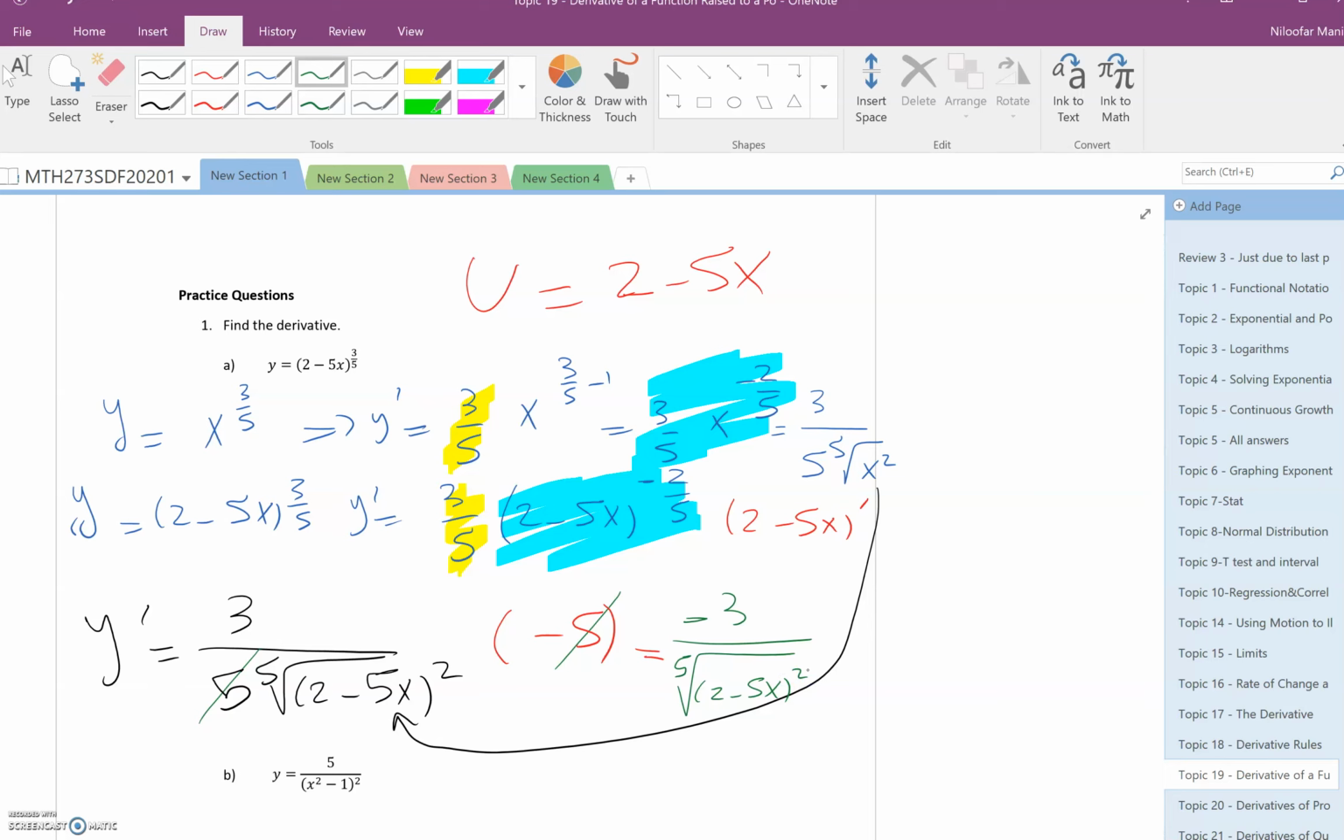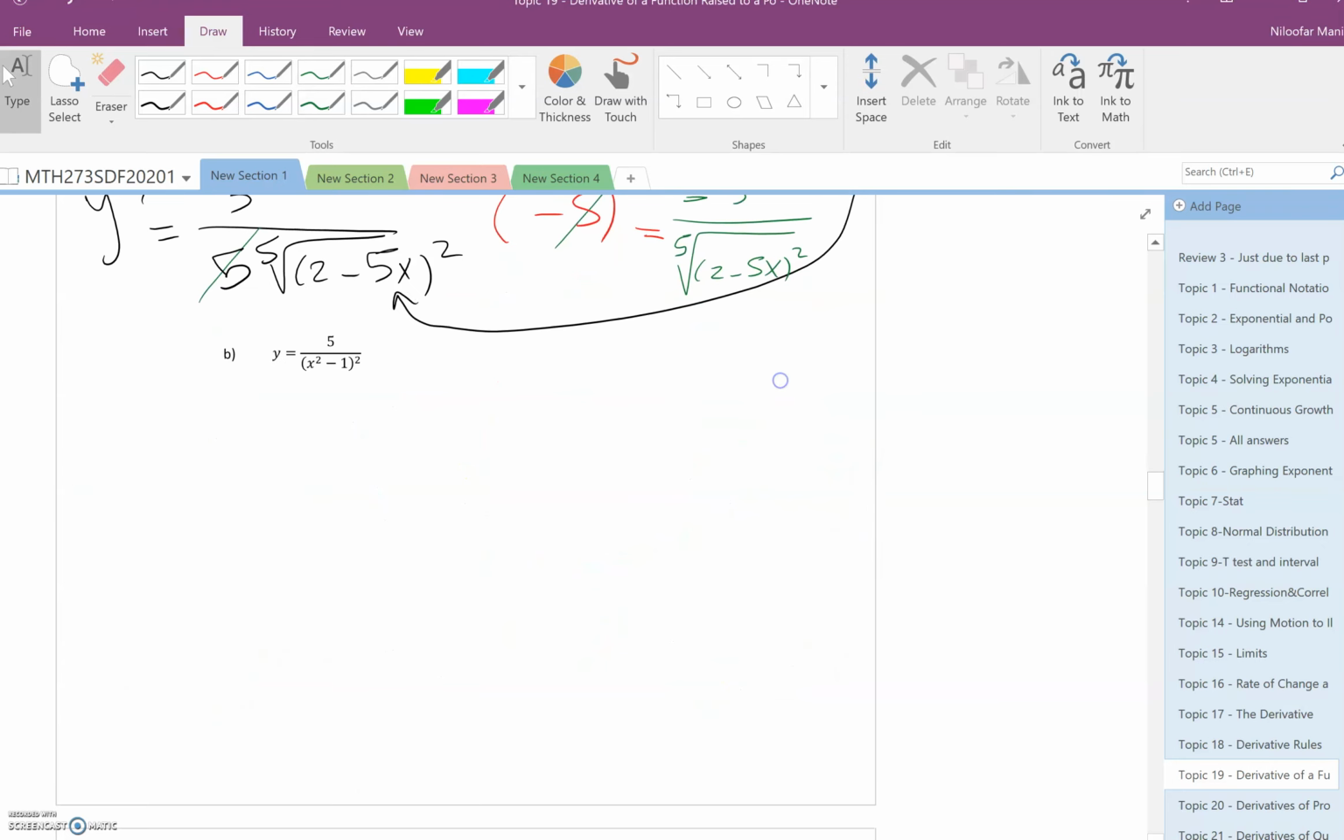So far so good. See, I have something else power 3 over 5. So I do 3 over 5, that's something else power 3 over 5 minus 1 times derivative of inside, and derivative of inside is minus 5. Derivative of u is minus 5. U prime is minus 5. Okay, so I do a step by step.